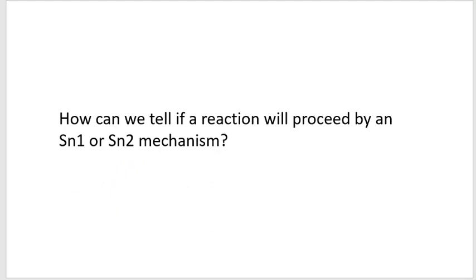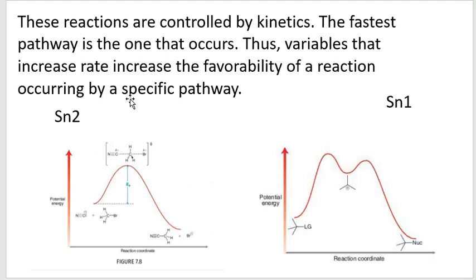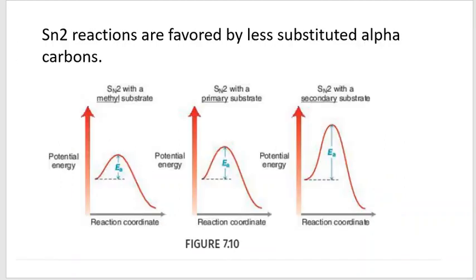SN2 mechanism. So one thing to recognize is that the reactions that we're looking at are controlled by kinetics. In other words, the fastest reaction is going to be the one that occurs. The reactions that we're looking at are all exothermic or exergonic, but they do have various rates. In other words, their activation energies are different. And so if you have variables that increase the rate of a reaction, then it's more likely that that reaction will occur.